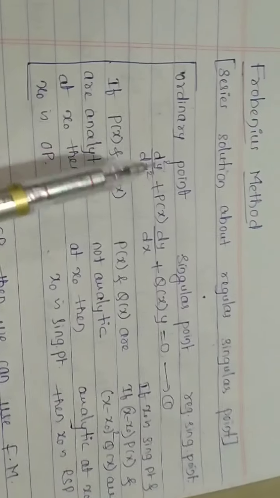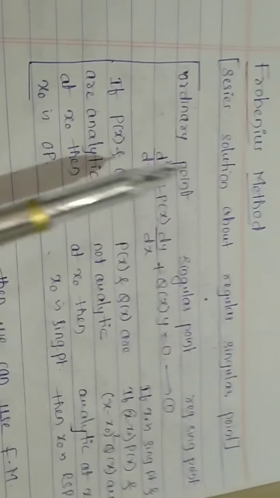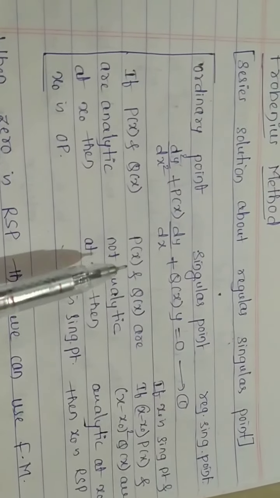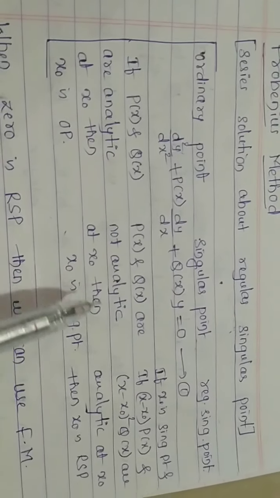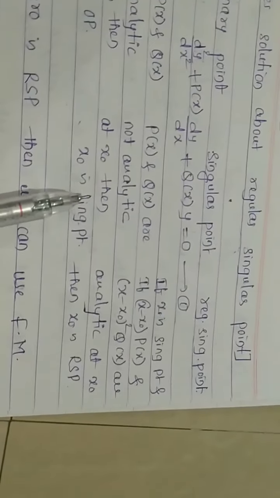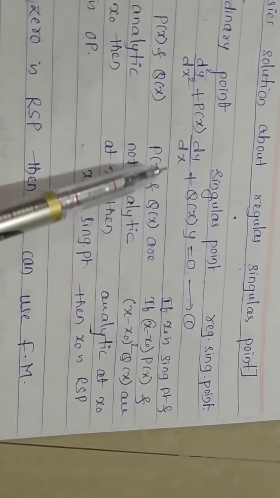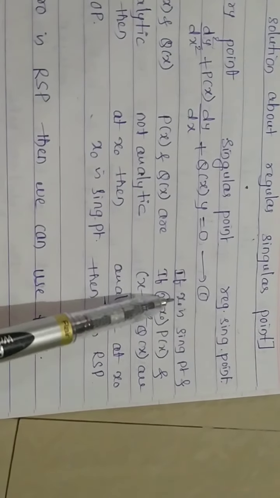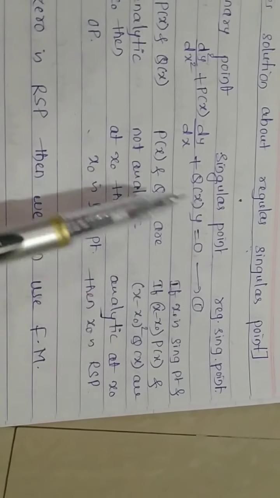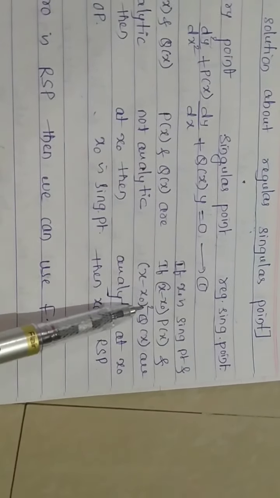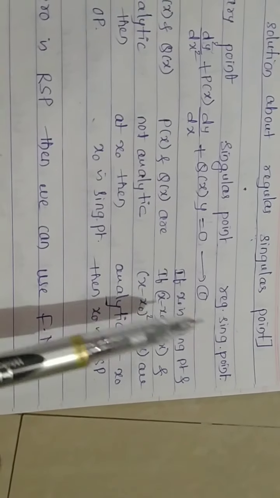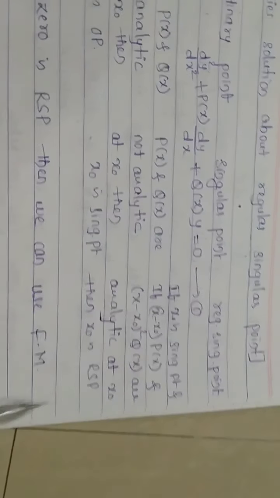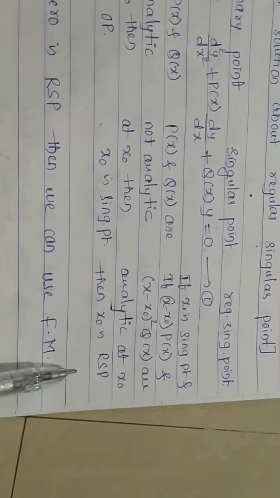But if these px and qx are not analytic, then my x naught is a singular point. Again, if I get a singular point, then I have one method to make the functions px and qx analytic. That method is, I will multiply px by x minus x naught and qx by x minus x naught the square. If I multiply these and again get analytic functions, then I can say that this is a regular singular point.